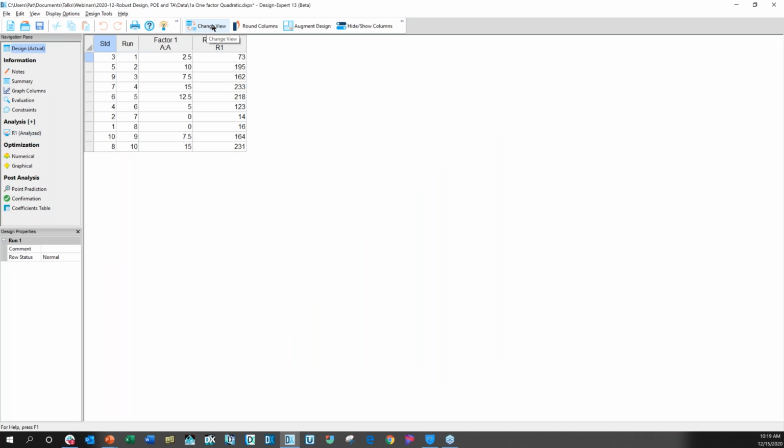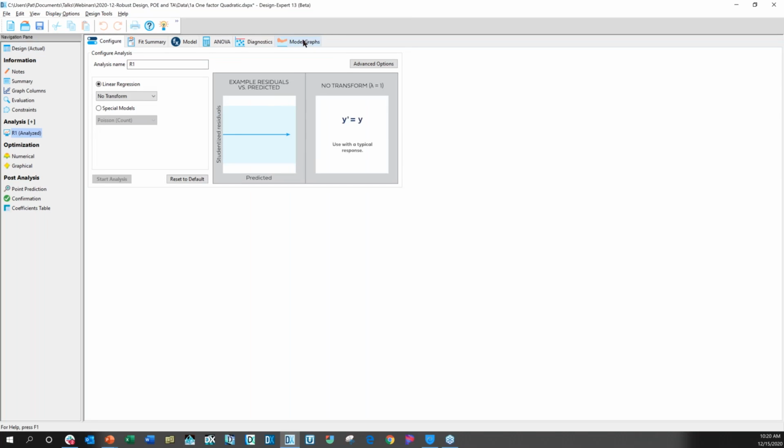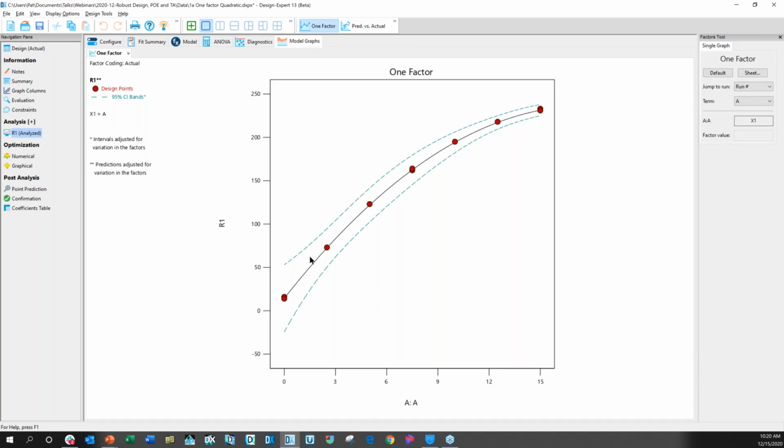So I go here and I just change the view from the design layout to the column info. Okay. And you can see that when we do designed experiments, an implicit assumption is the factors are known without error. We know that's never true. The set points might be without error, but there is error around the set points. Okay, so I'm going to put in a standard deviation of 1 here. Once I do that, and I go back to the model graph, you can now see that the error that's propagated from that variation in A, those lines are no longer superimposed on the fitted model.